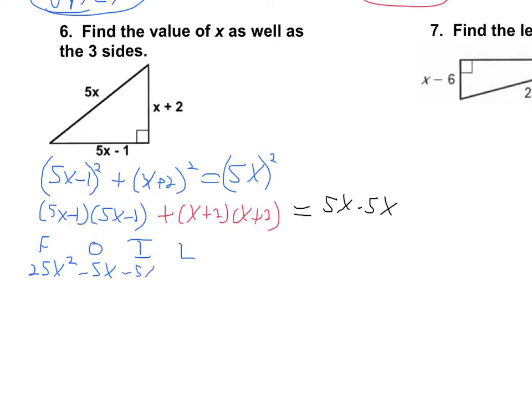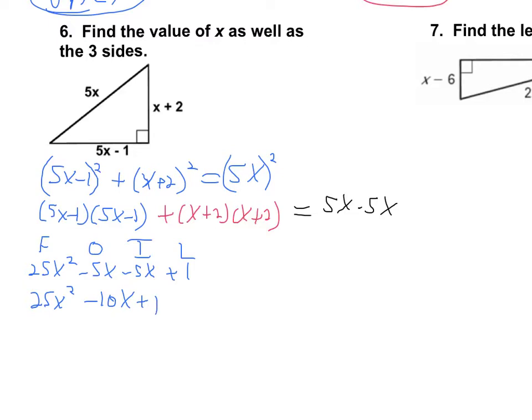You might remember that every time you square a binomial where you times it by itself, the O and the I are the exact same. So that shouldn't be a surprise. All right, lasts are -1 and -1. So that equals +1 when you multiply those. All right, combine like terms here. I have 25x squared minus 10x plus 1.